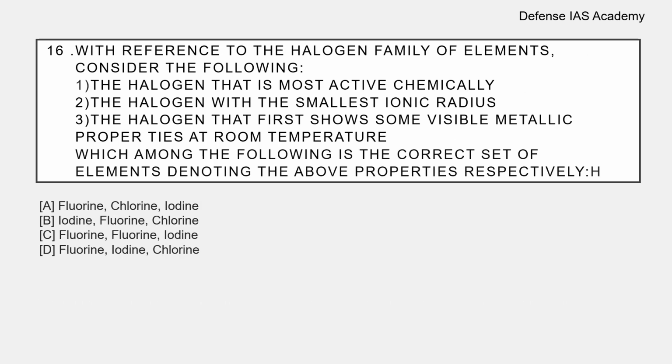Question number 16. With reference to the halogen family of elements, consider the following. 1. The halogen that is most active chemically. 2. The halogen with the smallest ionic radius. 3. The halogen that first shows some visible metallic properties at room temperature. Which among the following is the correct set of elements denoting the above properties respectively? Options are option A fluorine, chlorine, iodine, option B iodine, fluorine, chlorine, option C fluorine, fluorine, iodine, option D fluorine, iodine, chlorine. The correct answer is option C fluorine, fluorine, iodine.